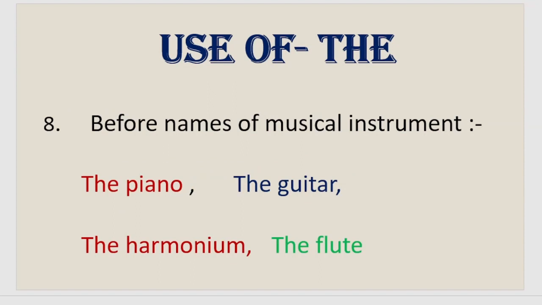Rule 8. We use the definite article "the" before names of musical instruments. The piano, the guitar, the harmonium, the flute. Piano, guitar, harmonium, flute. They are musical instruments. We can say Mary plays the piano well. I am playing the flute. He is playing the harmonium very well. He does not know how to play the guitar.